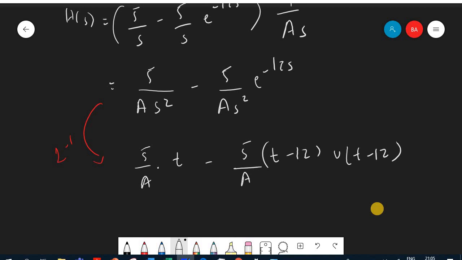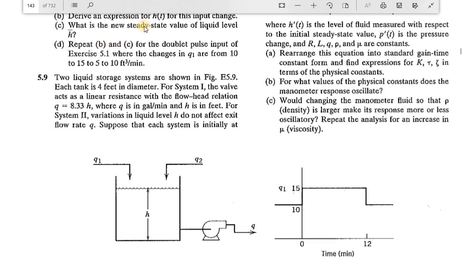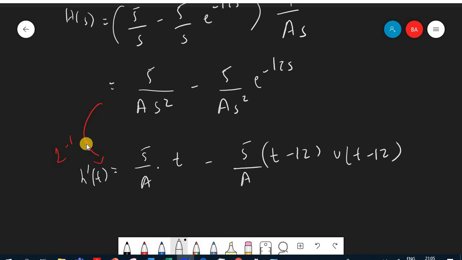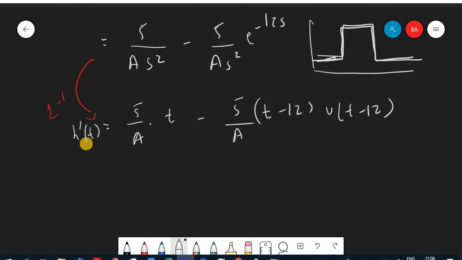Great. So that is the answer for h prime of t. This is the equation that we have. I don't know if it is asking for more than that. What is the new steady state value of the liquid level? Because it returns to its condition. So there was an effect, but the effect was removed, right? And the effect was removed at 12 seconds. So what will be the effect?